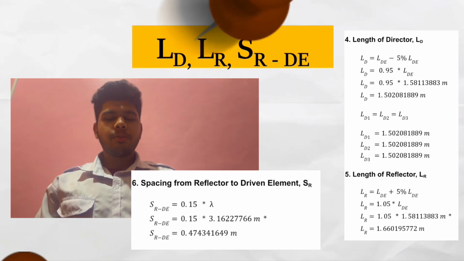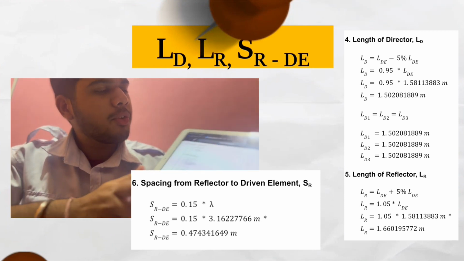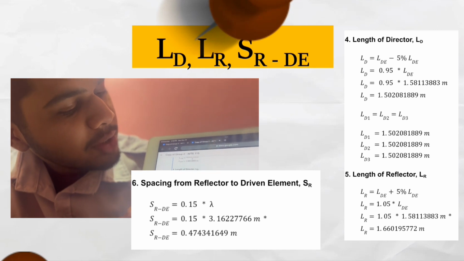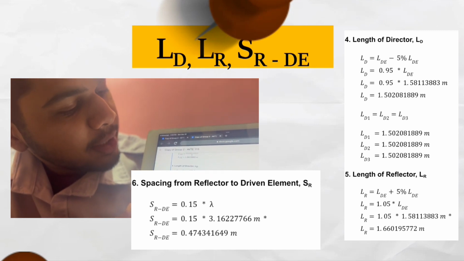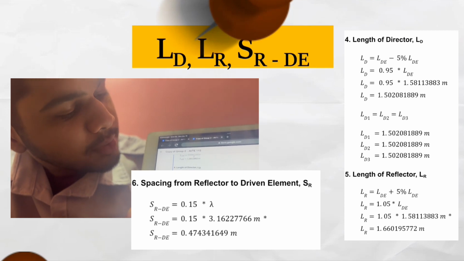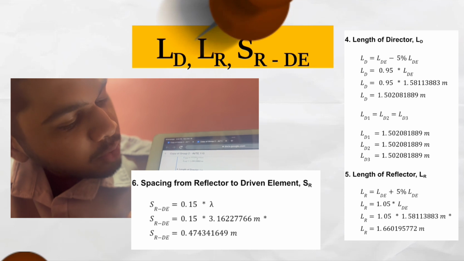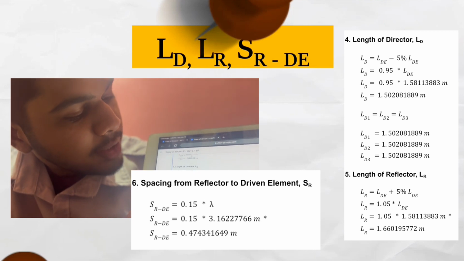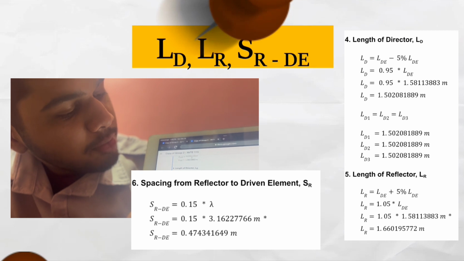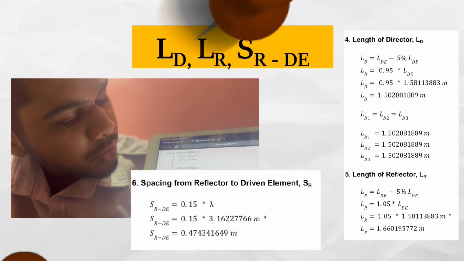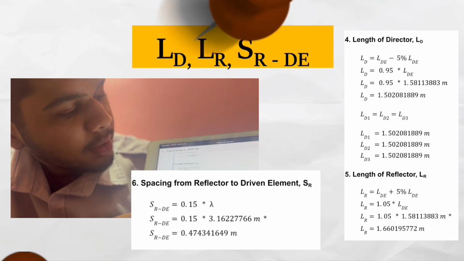Let's discuss number 4 to 6. Number 4, length of director. In this, we did LD equals LDE minus 5% LDE. So you replace the LDE with 0.95, and you replace the 5% LDE with 1.58113883 meters. We did 0.95 times 1.58113883 meters, which equals 1.502081889 meters. Length of director.